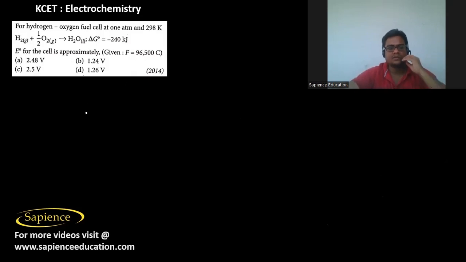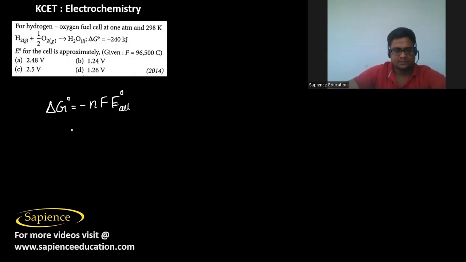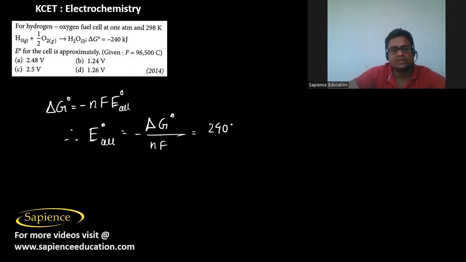Then here it is told, for hydrogen oxygen fuel cell at 1 atmosphere and 298 Kelvin, the E naught for the cell is approximately. Now as we know that delta G naught is equal to minus nFE naught cell. Therefore E naught cell is equal to delta G naught by minus nF, minus delta G naught by nF. So this will be equal to minus delta G naught, which will be 240 kilojoules. So 240 into 10 power 3 joule divided by n.